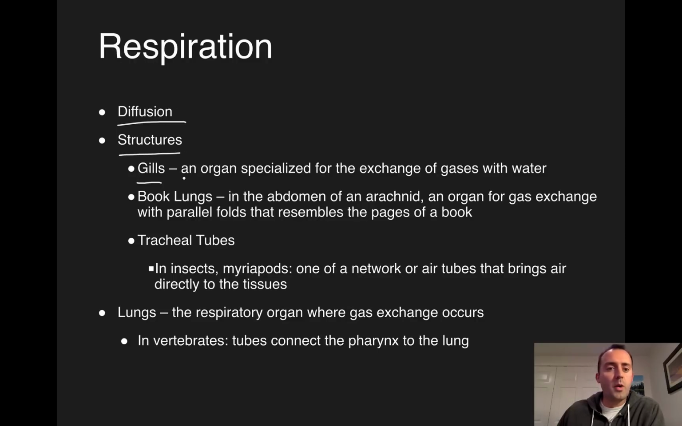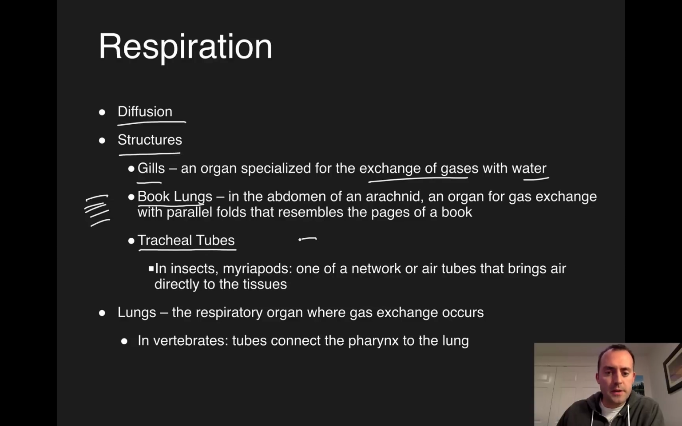For example, aquatic organisms usually use gills. They're specialized structures that exchange gases in water. Organisms that live on land use some kind of lungs or some kind of tubes to transport oxygen and gases in and out of their bodies. For example, spiders, arachnids, use these things called book lungs. It's basically small membranous folds that look like the pages of a book. Insects use these things called tracheal tubes.